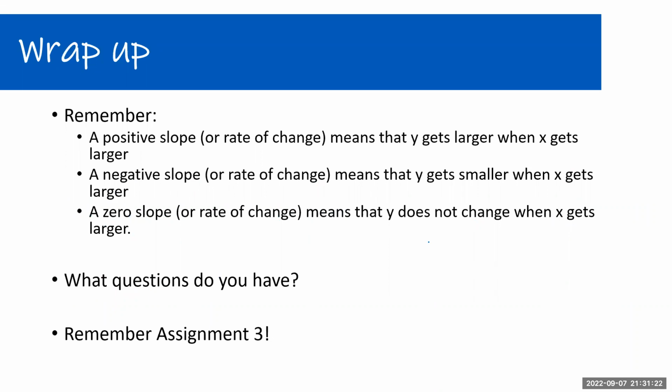So the key here is to remember that a positive slope or positive rate of change means that y is getting larger when x is getting larger. They're going in the same direction. A negative slope or negative rate of change means they're going in opposite directions, so y gets smaller as x gets larger. As one grows, the other drops. Sometimes we see a 0 slope, and that just means it's not going up or down. It doesn't matter what we change about that horizontal. We are not going up, we are not going down.